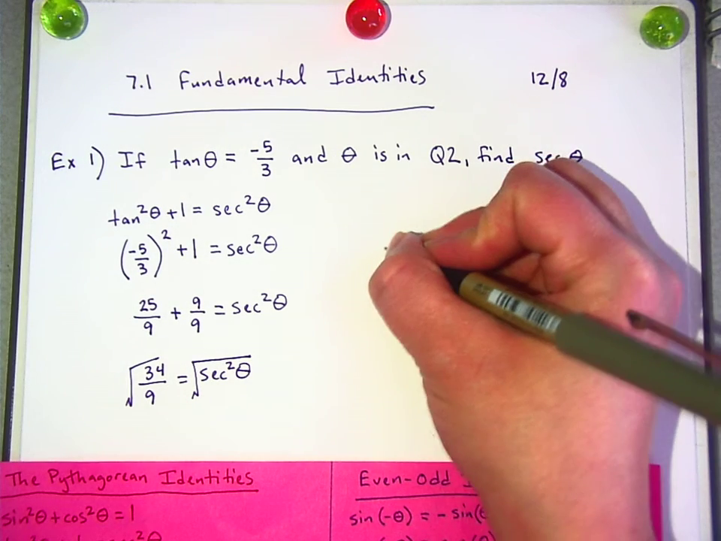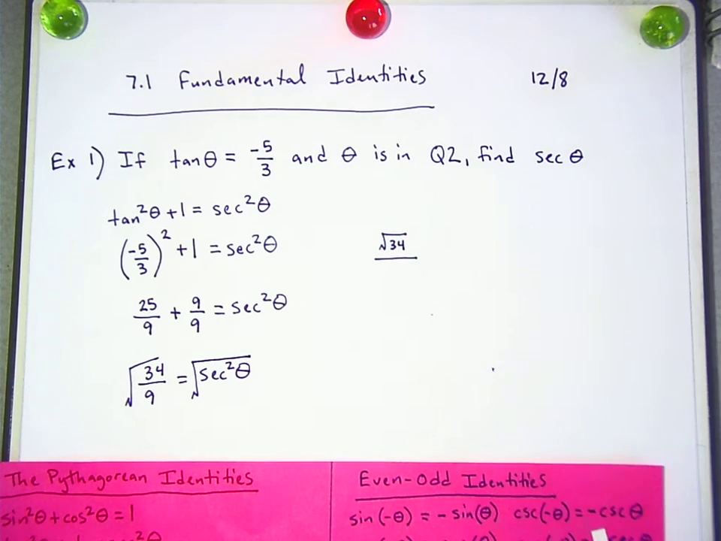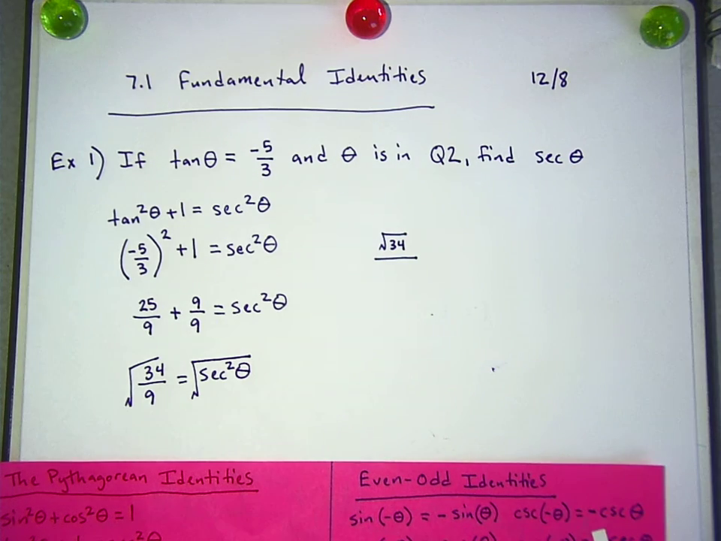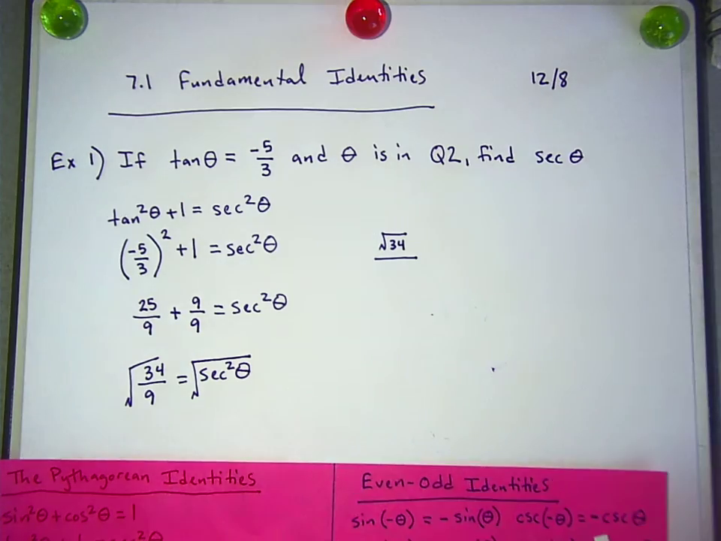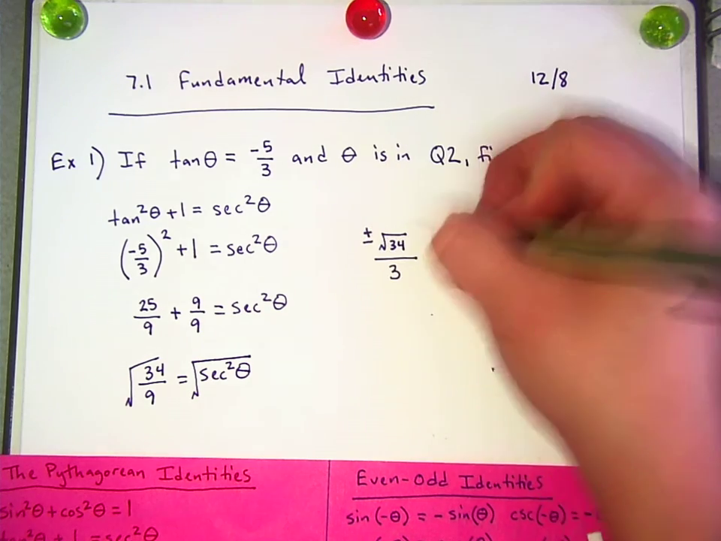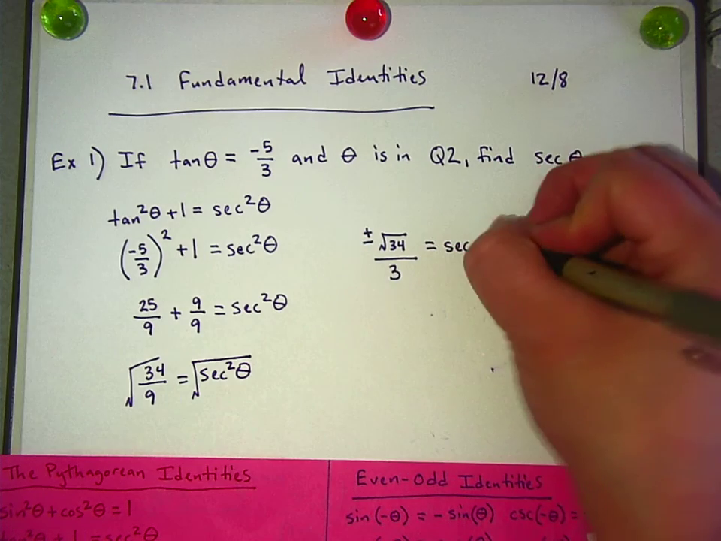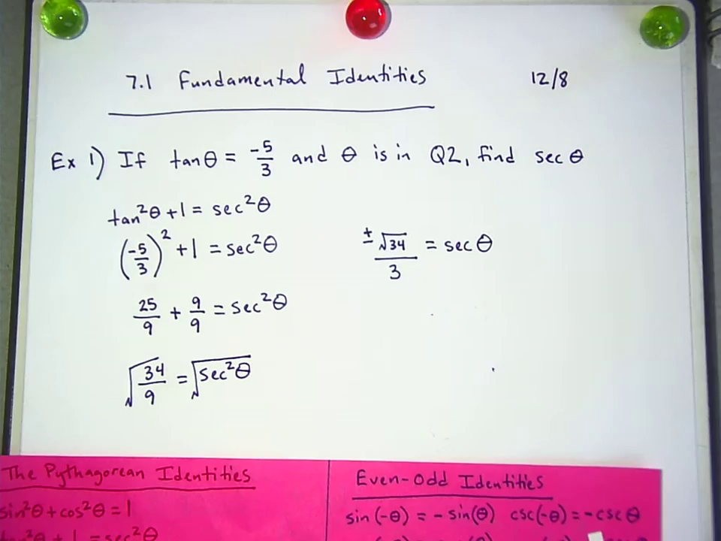All right, so I'm going to write out, so this is the square root of 34, and like Sierra said, we do have to do the square root of the top and the bottom. Is the square root of 34 reducible? What goes into 34? 2 and 17. 17 is prime. Okay? So what's the square root of 9 on the bottom? 3. And I'm going to put a big plus or minus in front of this equals secant of theta. But now we've got to decide, is secant theta supposed to be positive or negative right now?